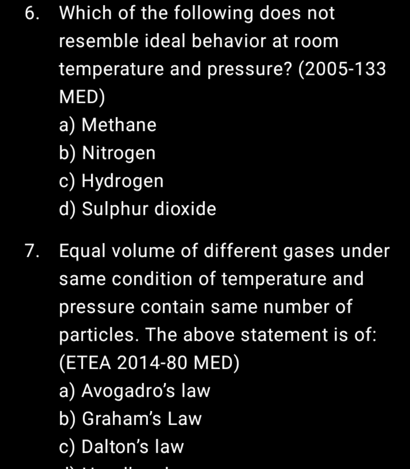6. Which of the following does not resemble ideal behavior at room temperature and pressure? 2005-133 med. A. Methane. B. Nitrogen. C. Hydrogen. D. Sulfur dioxide.